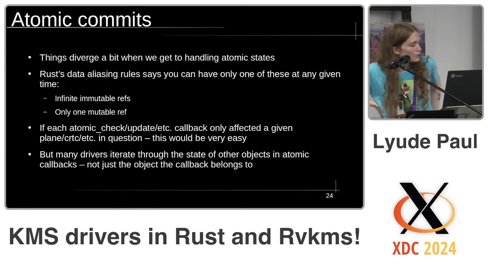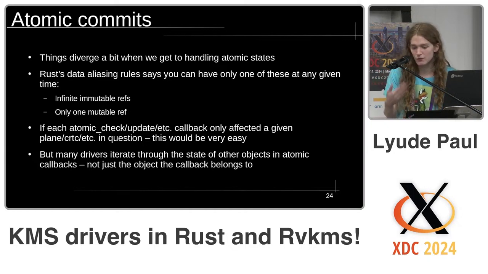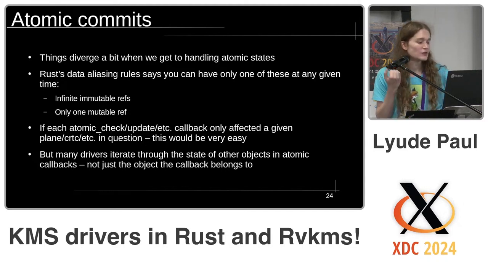Now, then we get to atomic commits. Things diverge a bit when we get here because Rust's data aliasing rules say that you can only have one of these at any given time: infinite immutable references or only one mutable reference. So if every atomic check, update, and so forth callback only affected the given object in question, this would be pretty easy. But a lot of times this isn't really the case. A lot of drivers will iterate through the state of other objects in their atomic callback, not just the object that the callback actually belongs to.